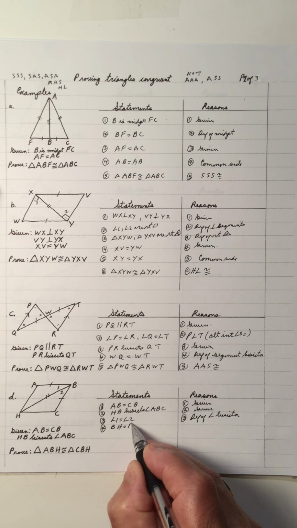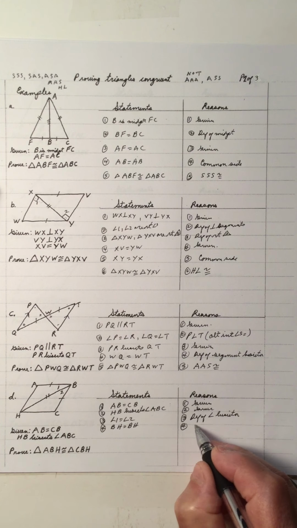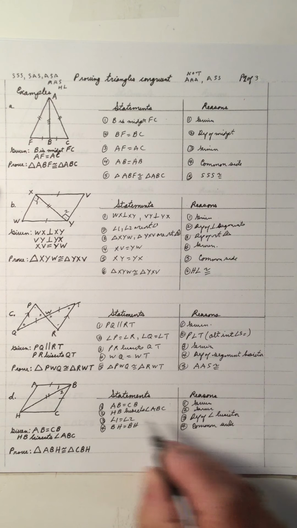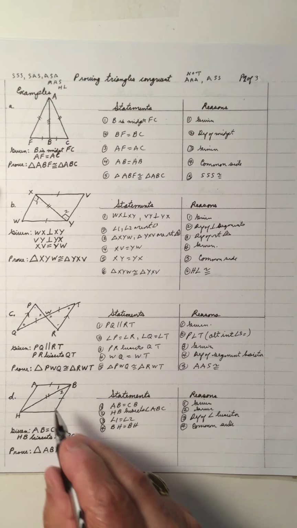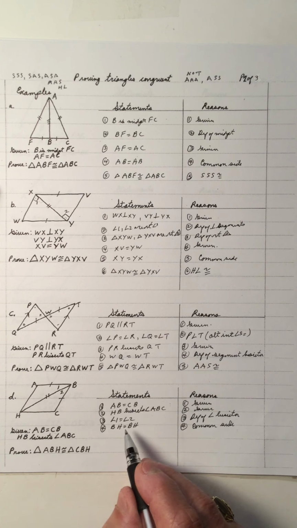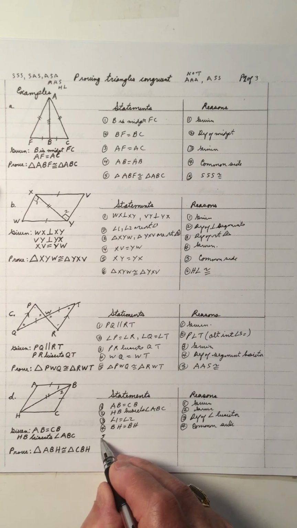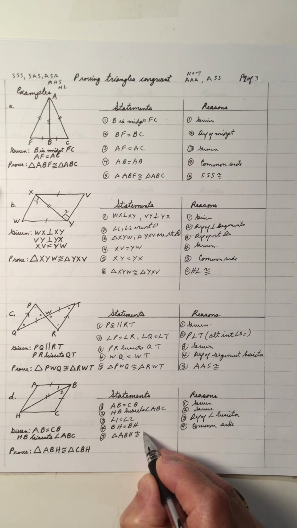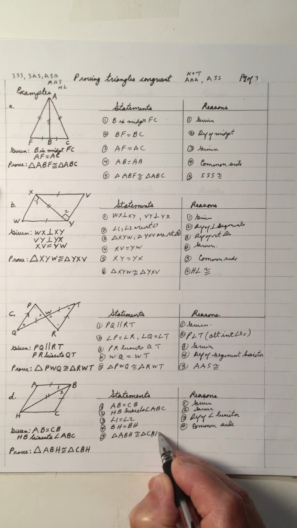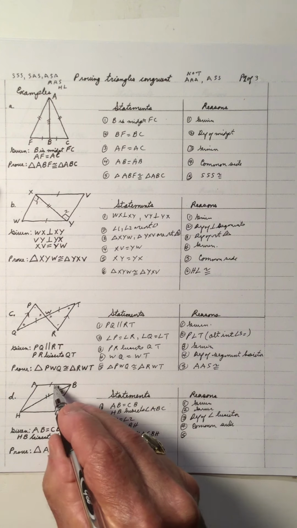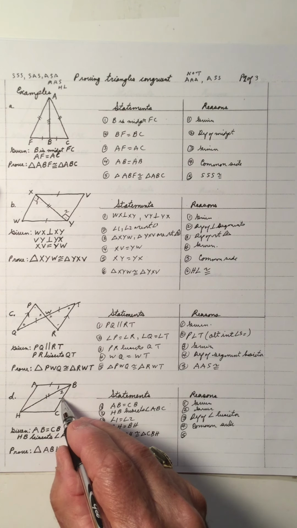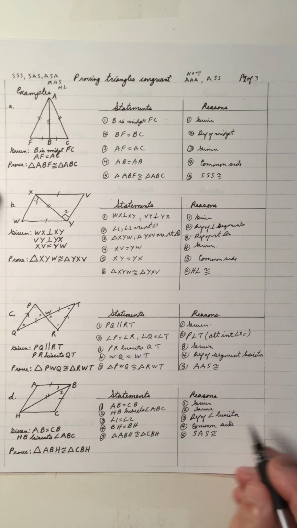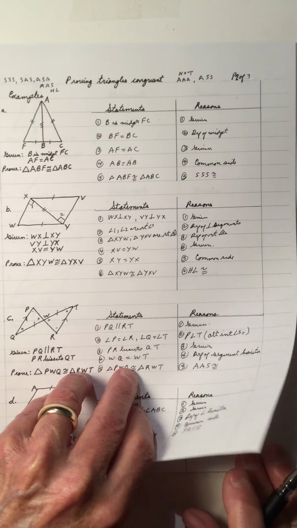BH equals BH. That's a common side of each triangle. Notice BH is in both triangles. So we have this side, we have this angle, and we have this side. So the triangle ABH is congruent to triangle CBH, and it's a side angle side congruency.